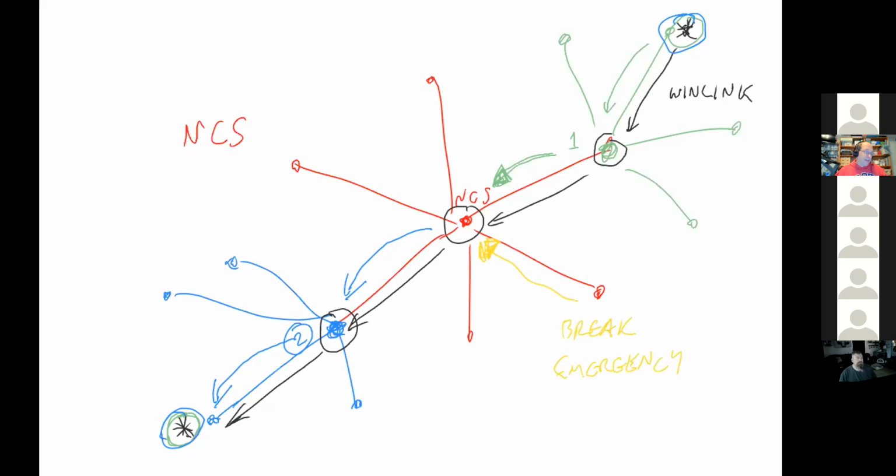Okay, traffic is formal messages handled and passed by net stations. Good traffic handling is making sure that you don't lose any information. We use something called a check or checksum, again, to make sure that no words got lost.